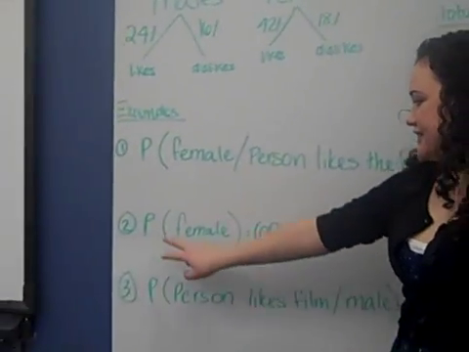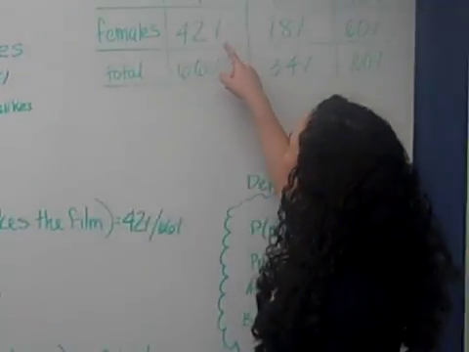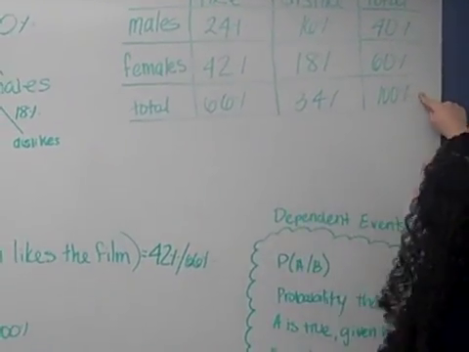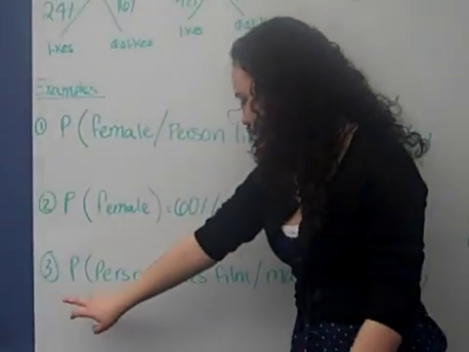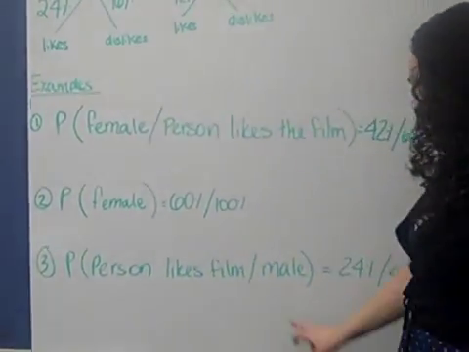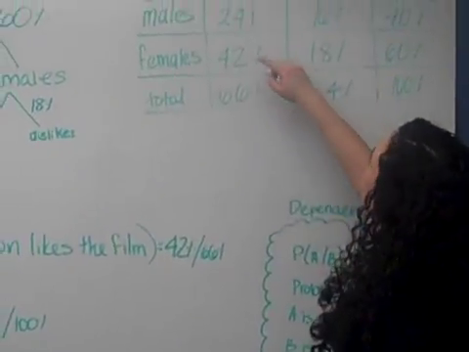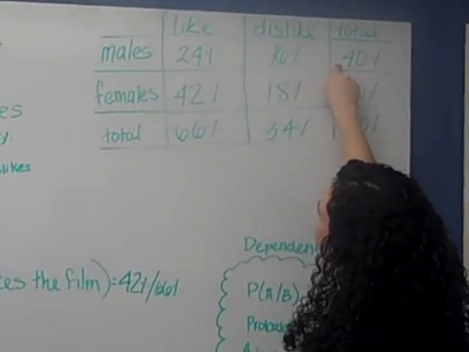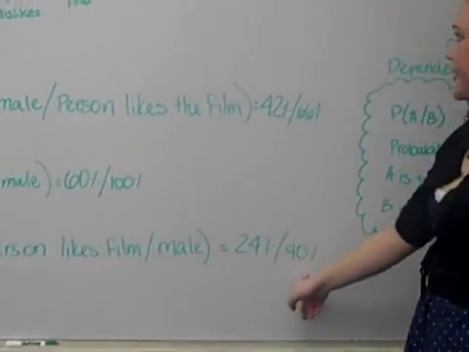And then there's another example, what's the probability of it being a female? There's a total of 60 female out of 100, so it's 60 out of 100. And thirdly, what's the probability that a male is someone who likes the film? So we go to the male, and it's a total of 40%, and the ones that like it is 24%, so it's 24% over 40%.